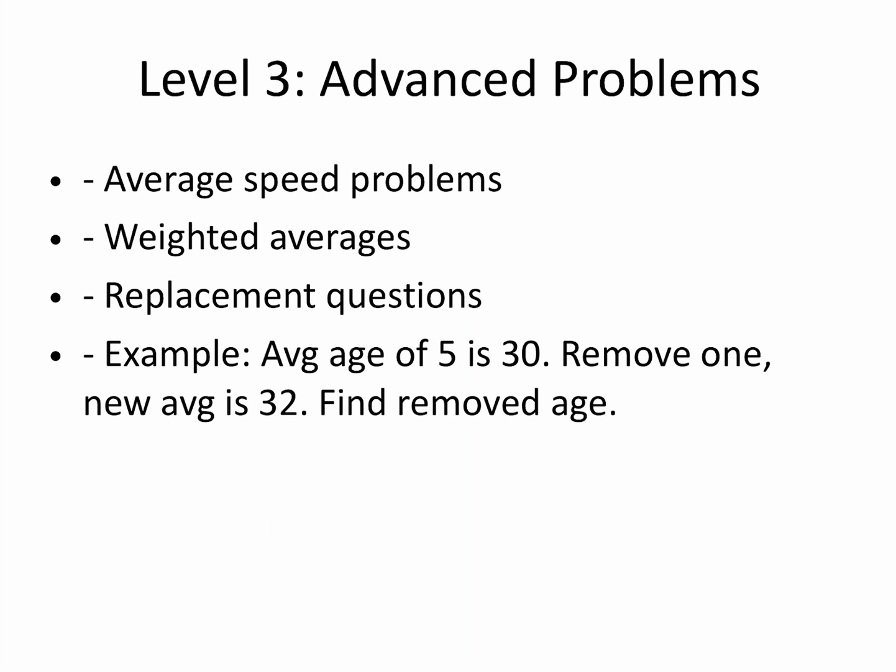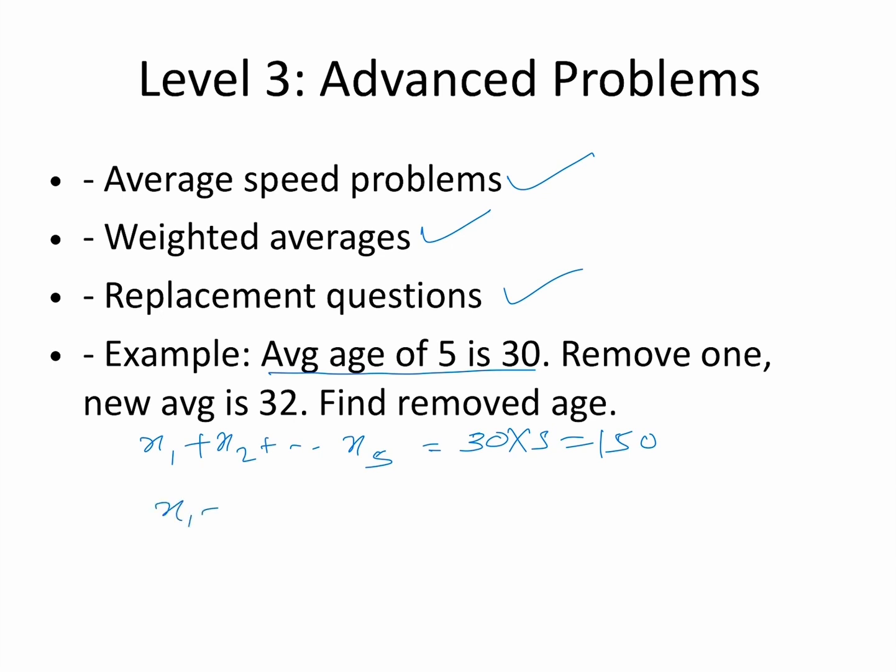Now the advanced problems like average speed problems, weighted average problems, replacement questions. One example we have taken here, like the average age of 5 people is 30. Suppose there are 5 people, that is x1, x2, dot dot dot, x5. How many are there? 5. So we will multiply by the denominator, we will get 150. One person has been removed, and now the new average, that means only 4, x1 to x4, is 32. Since there are only 4 persons, we will multiply by 4. So we will get, sorry, 128.